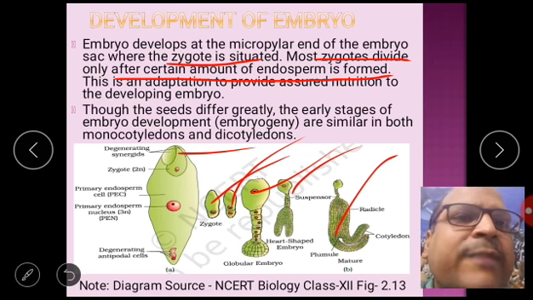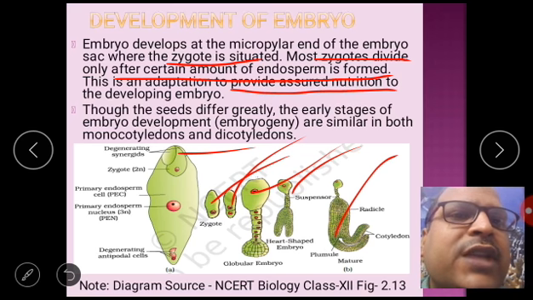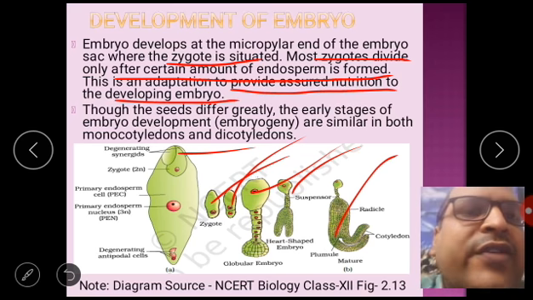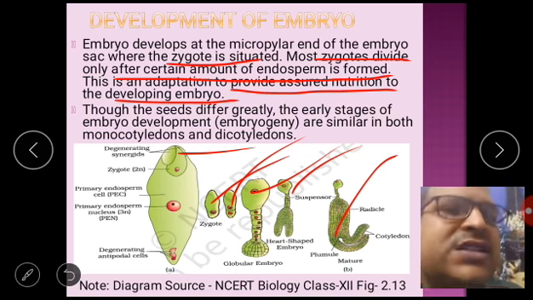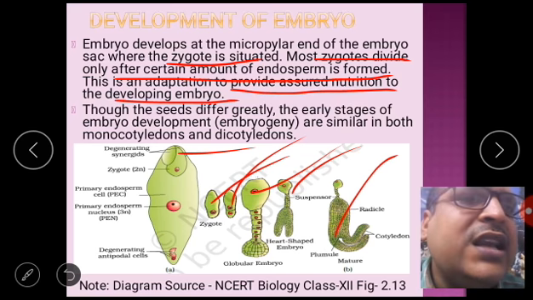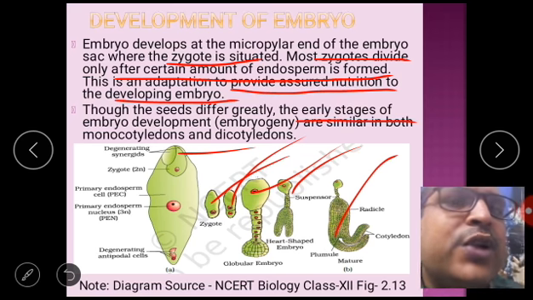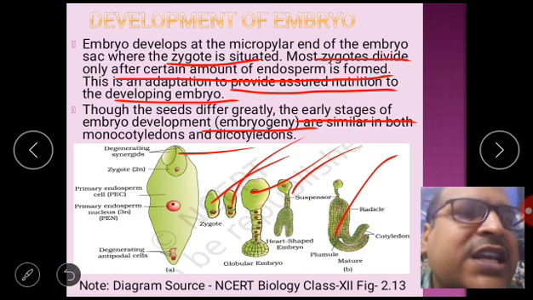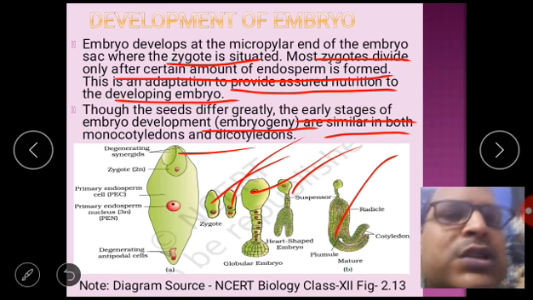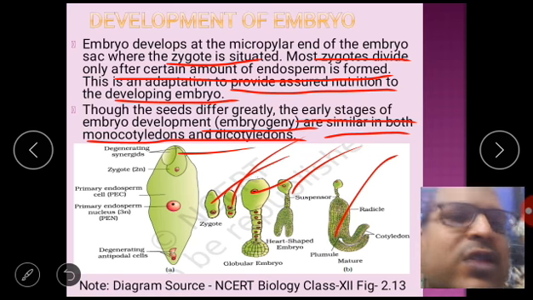I have told why. This is an adaptation to provide assured nutrition to the developing embryo. Now, the seeds differ greatly. The early stages of embryo development, that is embryogeny, are similar in both monocotyledons and dicotyledons.